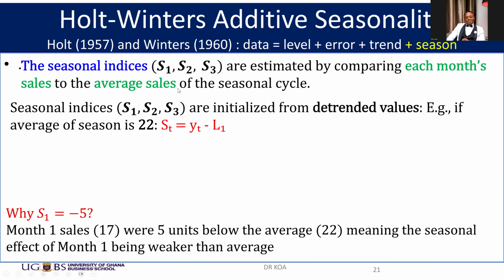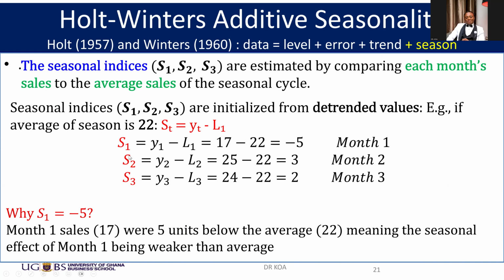So let's do that. S1 is going to be the actual Y1 minus the 22, which is the L1. The second one is going to be the actual Y2 minus the 22. The third one is going to be the actual Y3, which is 24, minus 22. So you're going to get negative 5 for month 1, negative 3 for month 2, and then 2 for month 3. Now, why do you think this value is negative? It is negative, which implies that, and this is month 1, the sales for month 1 was 17. So it means that the sales for month 1 are 5 units below the average. The average is 22, which means that the seasonal effect of month 1 is weaker than the average.